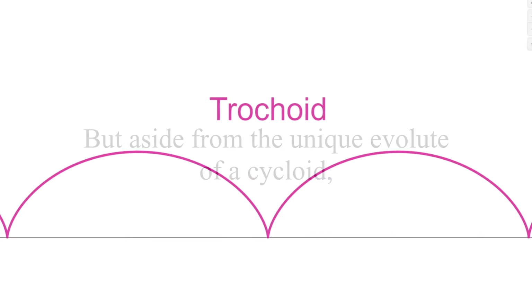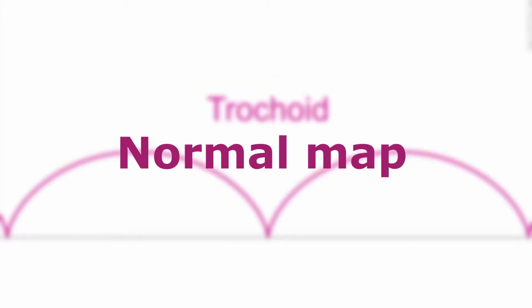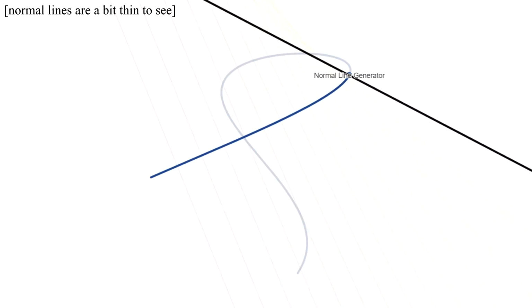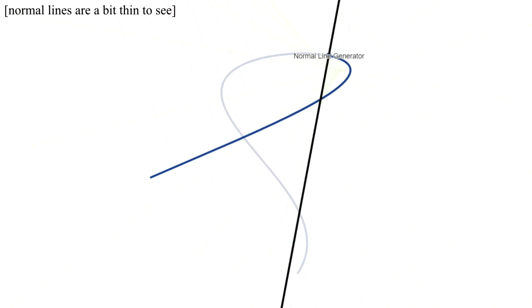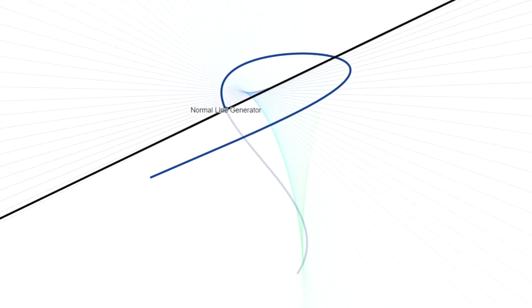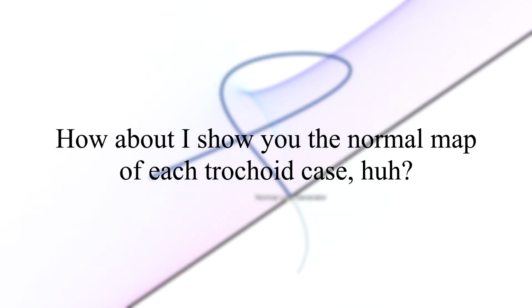But aside from the unique evolute of a cycloid, I also want to showcase the normal map of a trochoid. Remember those guys? Yeah. Normal maps, if you forget, are a collection of normal lines that are drawn compactly across the curve. Drawing a normal map with a high line density will start to outline the evolute of that curve. So to properly end this video, how about I show you the normal map of each trochoid case, huh? Here we go.